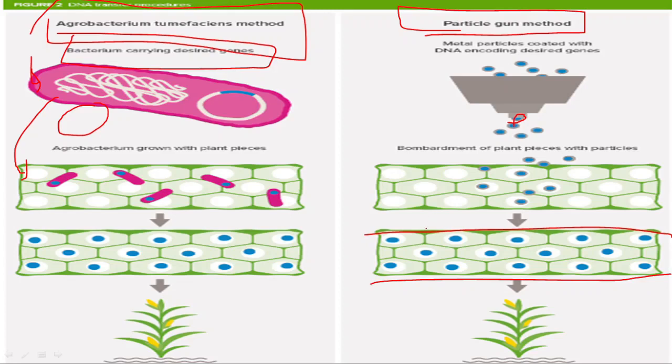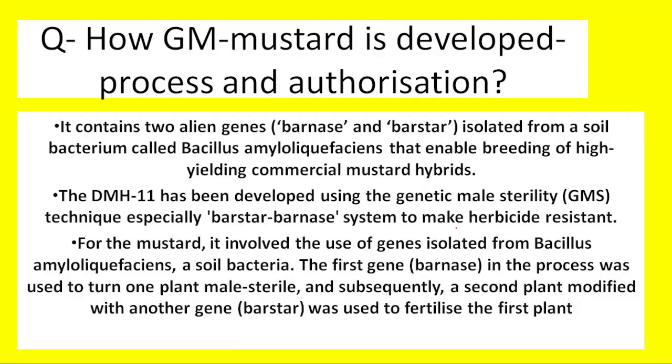This replaces segments of the host DNA with the foreign DNA, thus providing a new organism on which the foreign DNA is introduced. So these are the two methods: the Agrobacterium-mediated method and the particle gun method. Let us see how these methods are used for the development of GM mustard.